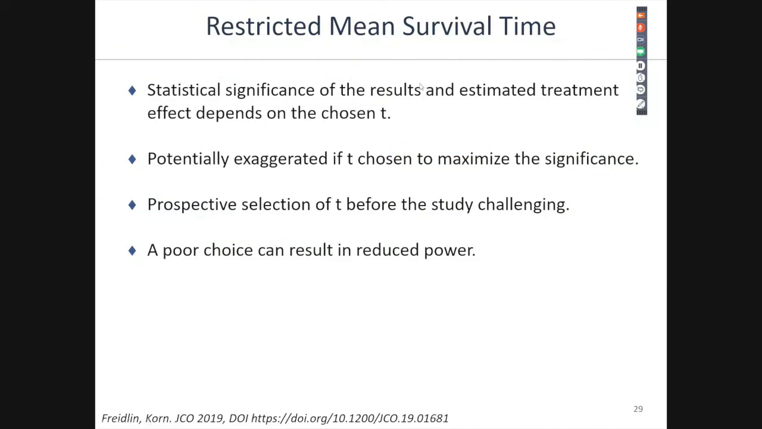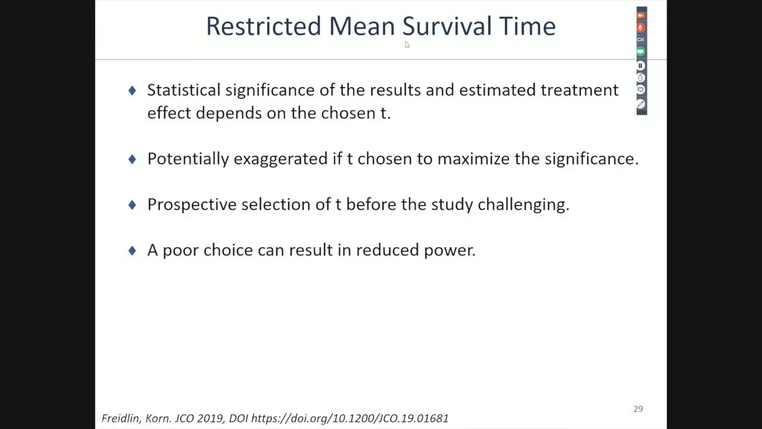And indeed, statistical significance of the results and the estimated treatment effect will depend on the chosen value of t. This significance and the estimated treatment effect may be exaggerated if t is chosen to maximize the significance, right? So you should properly account for the choice of t if you look for the maximum effect. Obviously, selection of the milestone t before the study is challenging because there may not be enough clinical expectation regarding until which time it is worthwhile to look, when the differences, for instance, may occur. And unfortunately, a poor choice of t can result in reduced power of our trial.